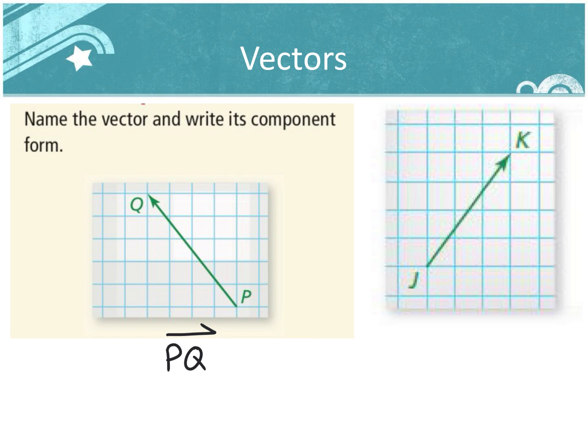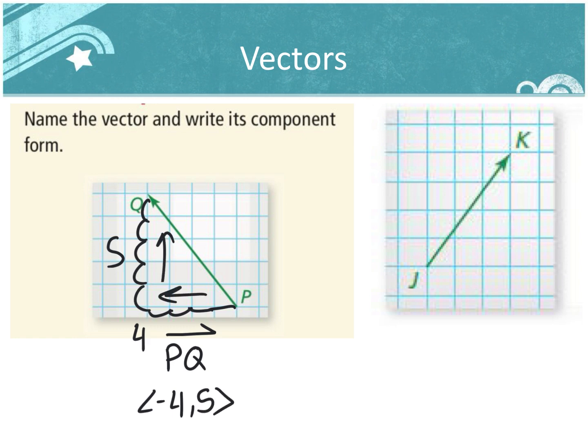Now let's figure out the components. So it's 1, 2, 3, 4 to the left, and it's 1, 2, 3, 4, 5 up. Since it's going to the left, it's going to be -4, comma, +5, since it's going left and up. Up is positive, left is negative.